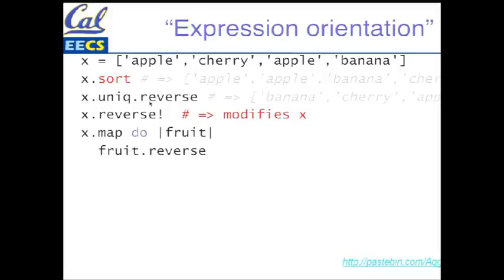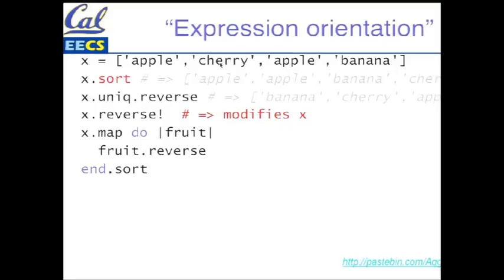There's map, just like there is in Scheme and Python and other languages. I can take an array like x, and for each element, a fruit, I can call reverse on the fruit. Now in a minute, you'll say, wait a minute, up here you were calling reverse on an array, but here you're calling reverse on what? Strings? Yes, in fact, we're going to get to that in a moment. That is the magic of duck typing. And we'll get to that.